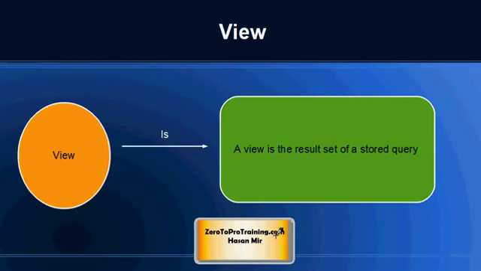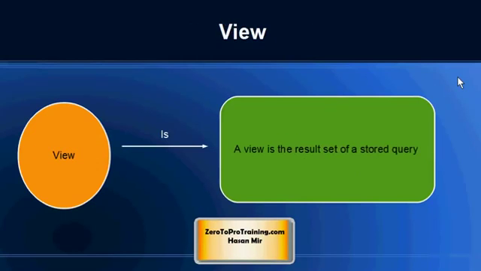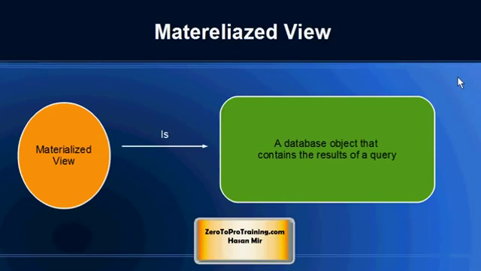So a view is defined as a result set of a stored query. Let's talk in detail about what that means, and in the next session we will talk about materialized views. A materialized view is defined as a database object that contains the results of a query. So we'll try to understand the difference between a view and a materialized view. In this session we will talk about a view. In the next session we will take the discussion to the materialized view, and we will try to understand the cost and benefit of a view versus a materialized view.